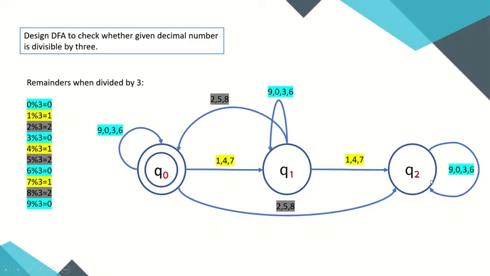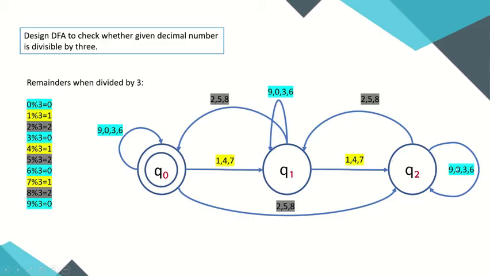Let us think of a case where we give 1, 7, and 2. So 172 divided by 3 gives us the remainder 1. So it should go to the state Q1. You can check these numbers also, like 715 and 478. These all give us the remainder 1. So we are sending it to the state Q1.